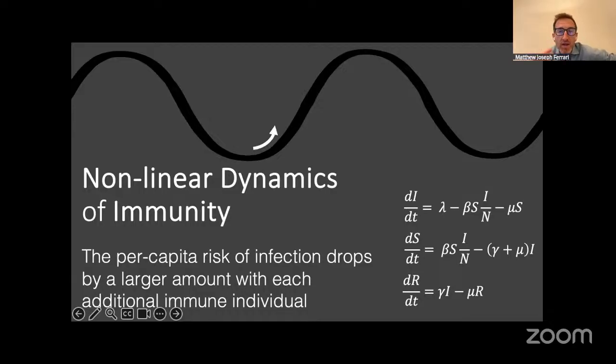And in particular, what these models formalize is that when immunity is low, transmission rates are quite high and infection increases rapidly. And then when immunity is high, those transmission rates are low and infection decreases. And it creates this undulating system of increases and decreases in prevalence and corresponding outbreaks.